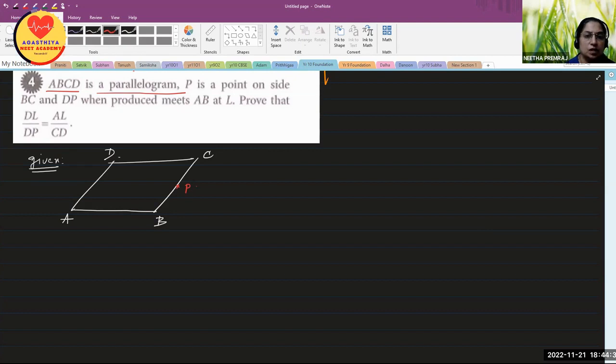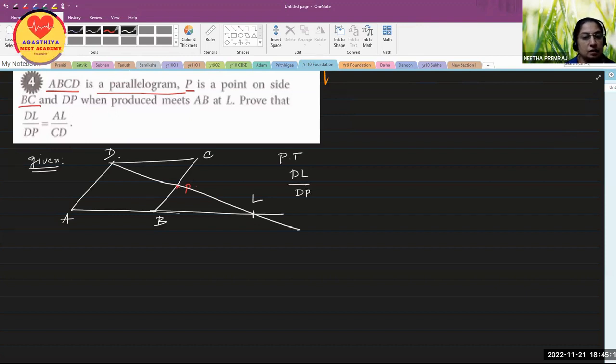Okay, P is a point on side BC that I marked, and DP when produced, join DP. When it is produced, it meets AB. You have to produce AB also. Meets AB at L. Prove that DL by DP equals AL by CD.